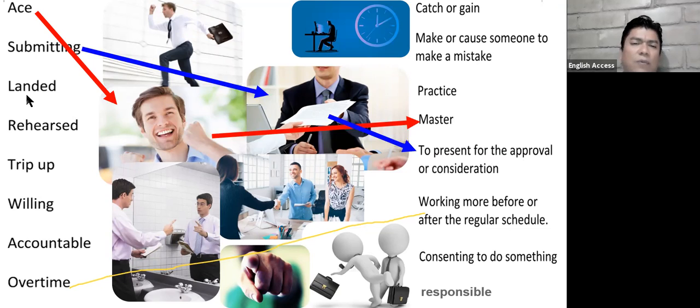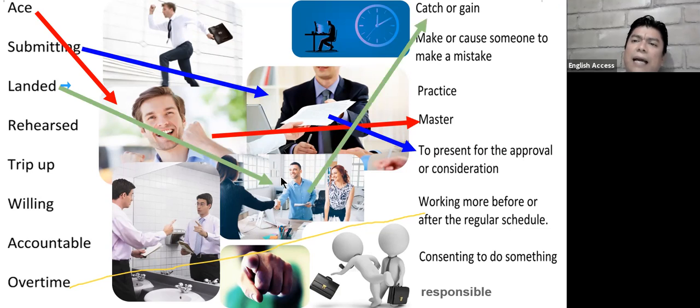What about landed? What does landed mean? Okay, the image I have is right there. But what does it mean? It means catch or gain. But what does catch or gain mean on this particular picture? The job. It's in the article. Landed the job. So you catch the job or you gain the job. Yes, you found a job, you got a job.